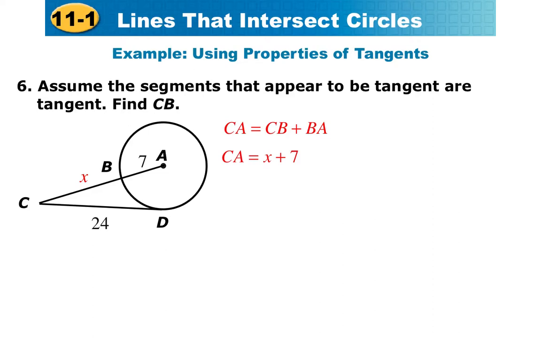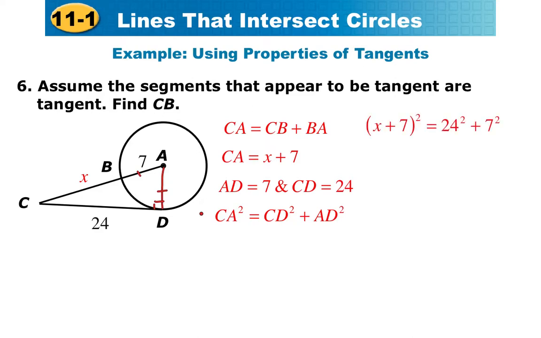And then at this point, we know that AD is equal to 7 and CD is equal to 24. Remember, AD is equal to 7 because the distance from here to here is also a radius. So if this is 7, this has to be 7. Not only that, you should see the right triangle, so we can apply the Pythagorean theorem. CA squared equals CD squared plus AD squared. We substitute. This is what we get.